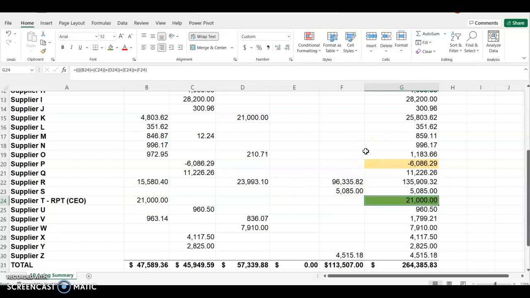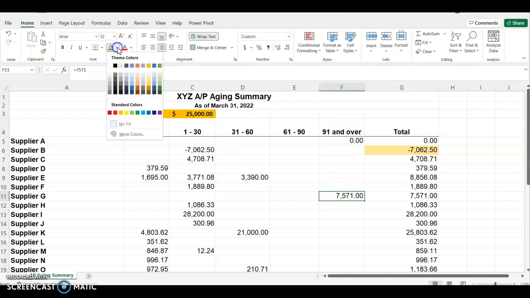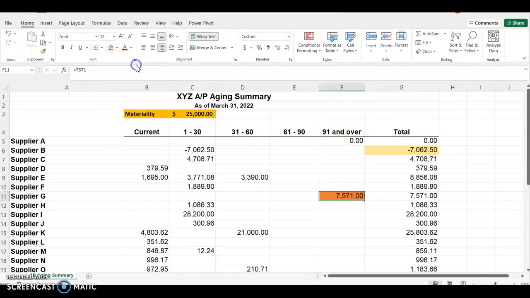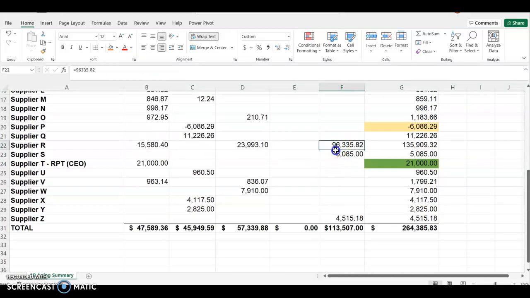So what is the third thing you're going to scan for? You're going to check for any old balances, and those will be balances that are more than 90 days. Okay, so 91 and over. So this is one. Okay, let's color code it with a different color. So this is one balance over 90 days, and we have these other two balances that are over 90 days.